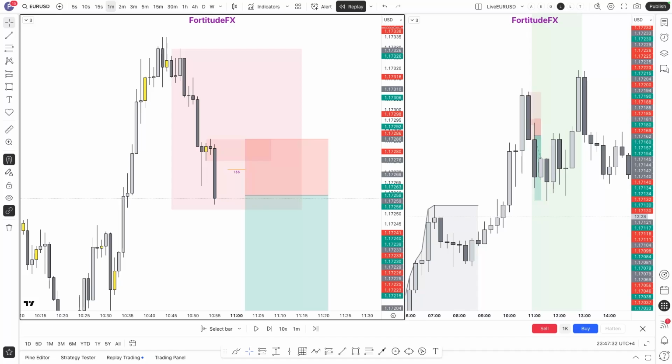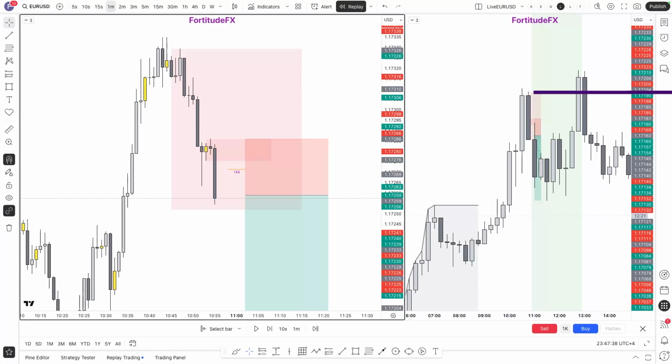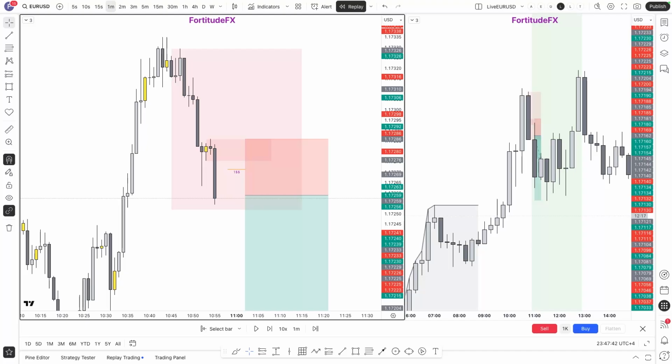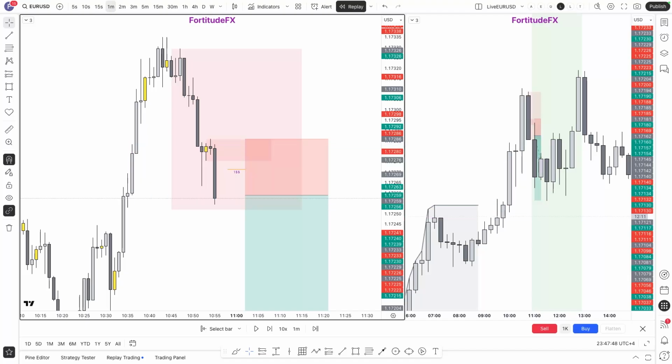Hi guys, so this is a trade that we caught in the London session Monday, September 1st, 2025, and it's a fairly simple and mechanical, really textbook entry for us that we teach in Fortitude FX. This is the entry model LC EM, liquidity candle. So let's get to it.